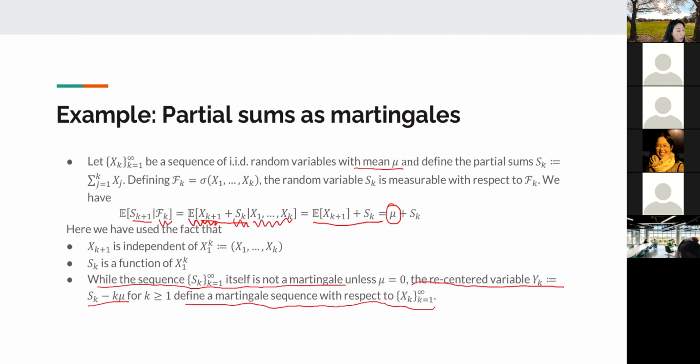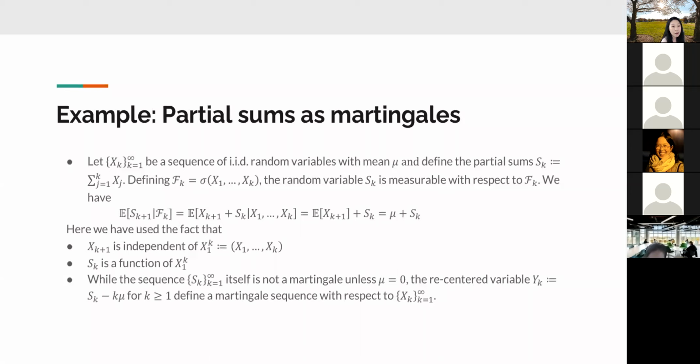David has a question. It's not independence, it's just linearity of expectation that splits. Yes, for splitting the sum, yes. But also, if you split them, there is this expectation of x_{k+1} conditioned on x_1 to x_k, right? That requires independence for it to be the expectation of x_{k+1}. Yueling already answered the question. So we don't have any questions here. This is just an example of how you can use a partial sum to construct a martingale.